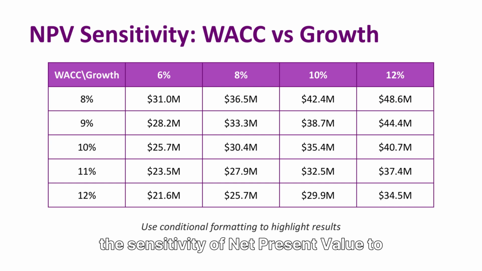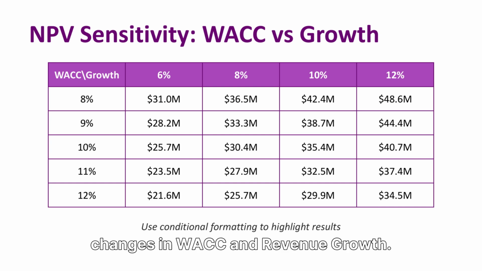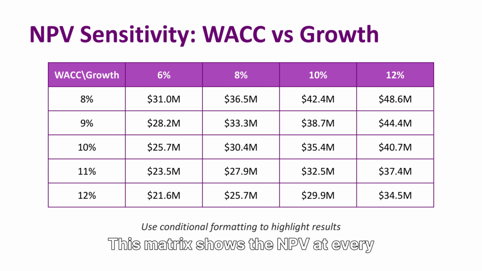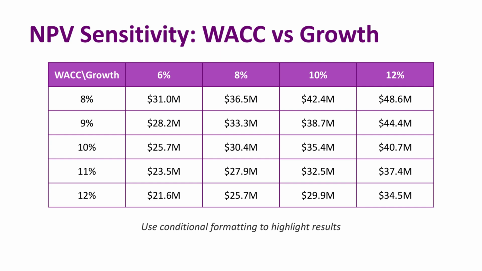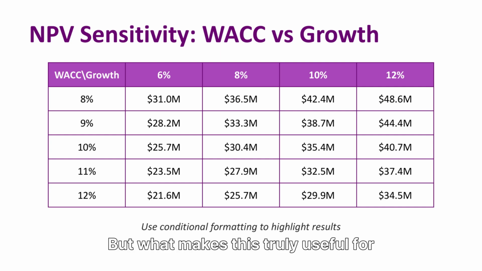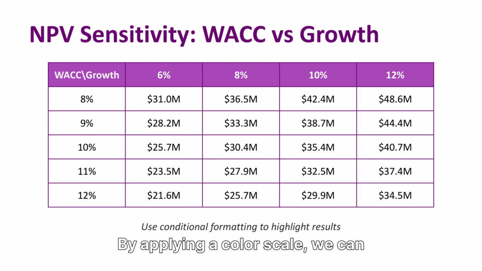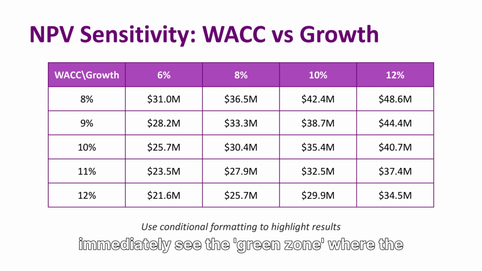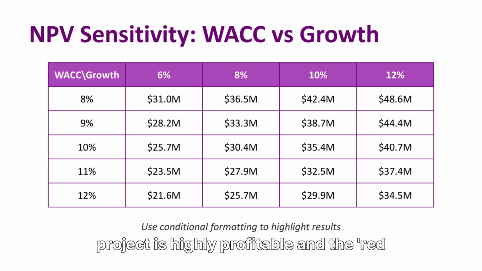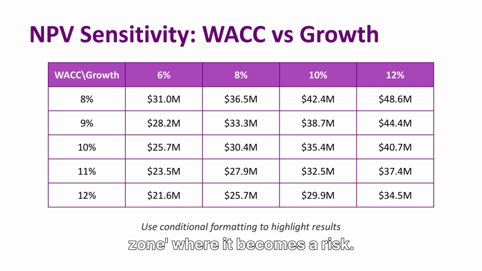Testing the sensitivity of net present value to changes in WACC and revenue growth. This matrix shows the NPV at every combination of these two variables. But what makes this truly useful for a presentation is conditional formatting. By applying a color scale, we can immediately see the green zone where the project is highly profitable and the red zone where it becomes a risk.